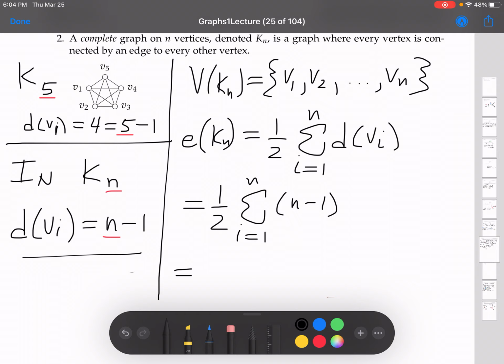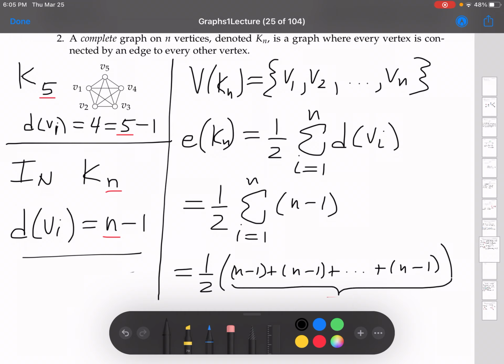And so if we were to write out this sum from 1 to n, we would have something like n minus 1 plus n minus 1 plus n minus 1. And now how many of these n minus 1s would we have? We'd have exactly n of them. There would be n of these. That's because we go from 1 to n. And so n minus 1, n times, is n minus 1 times n, or n times n minus 1.